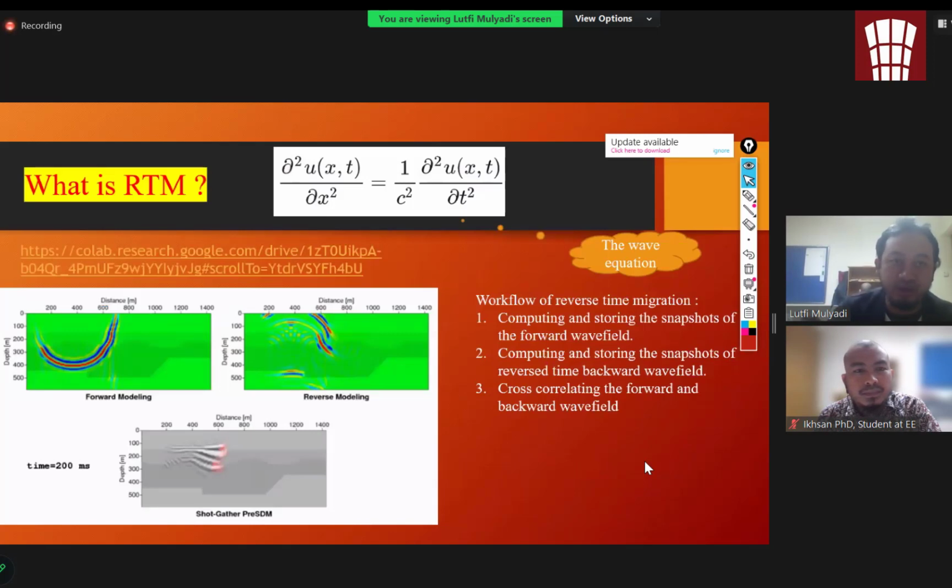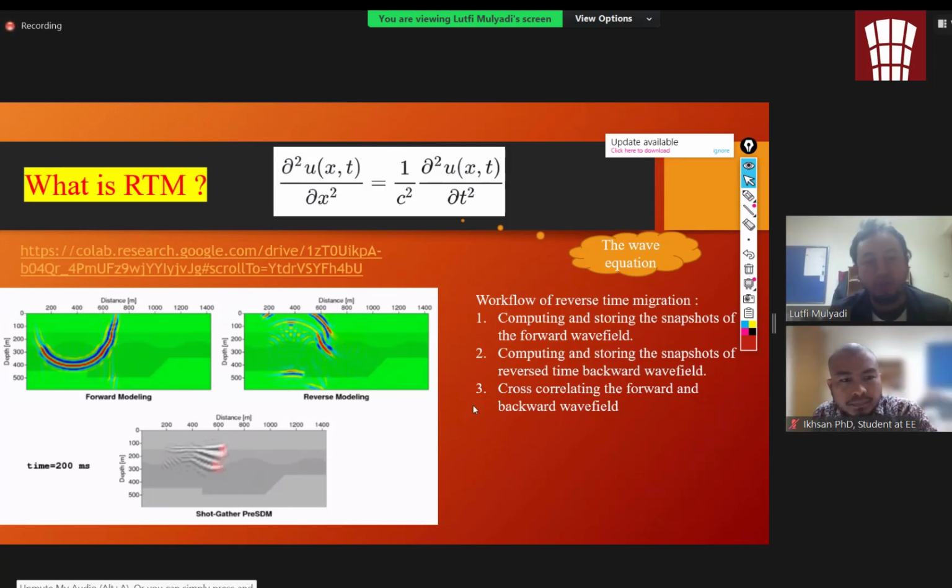Actually, reverse time migration is a kind of wave equation migration. We can use the wave equation in forward modeling and backward modeling in reverse time, and then we do the cross correlation between them.